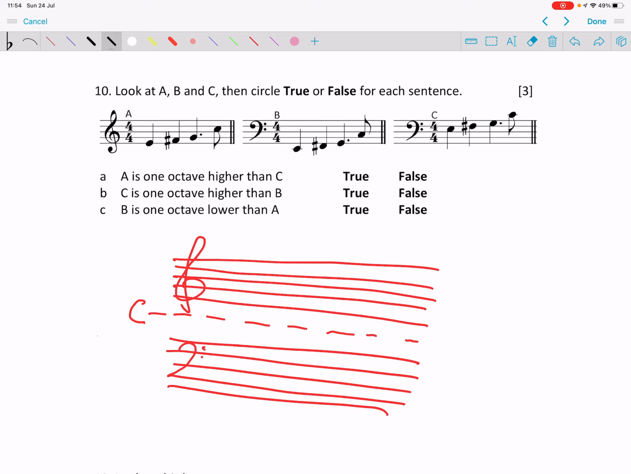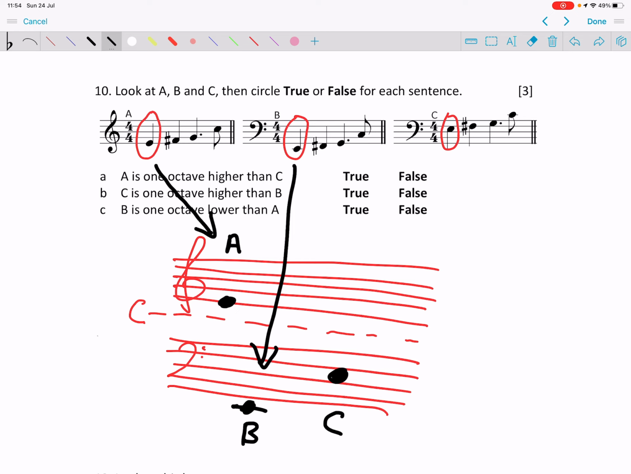So the first thing we need to do is we are going to take the first note from every example of A, B and C, and we're going to put it down onto the stave. So A lives here, and I'm going to mark it up as example A, and B lives down here, and I'm going to mark that up as example B, and C lives here. I'm going to mark that up as example C. So all I've done is to move down our notes onto the appropriate part of the stave.